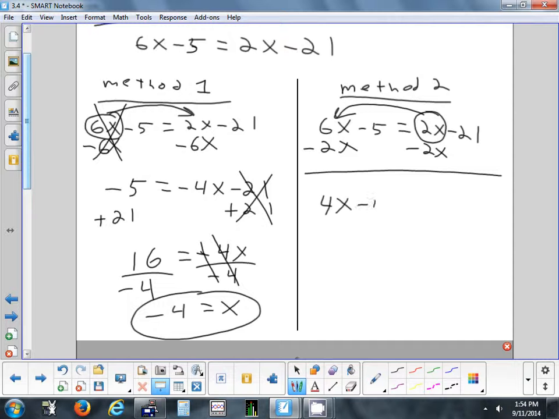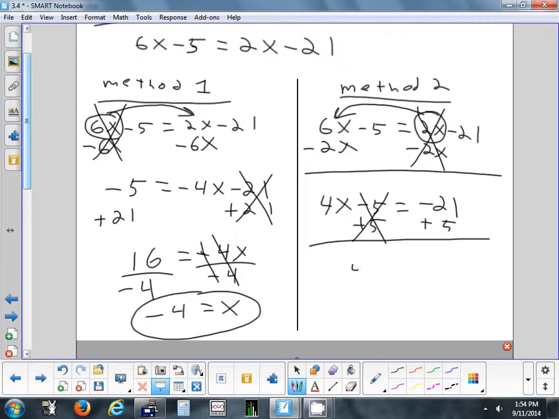Still a negative 5, right? 2x minus 2x. What happens there? That cancels. That's gone. And we have minus 21. Then you add the 5 to both sides.